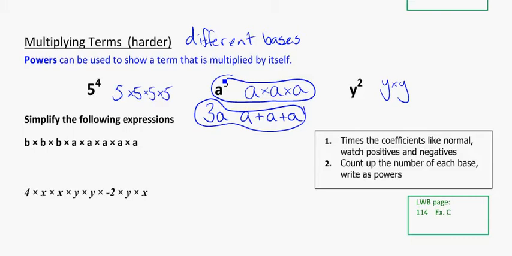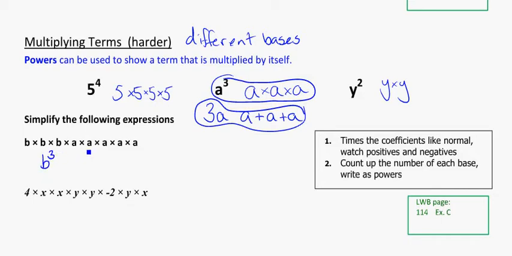So if we want to simplify the following expressions, we're going to use this idea. Look at the first example. We've got b times b times b times a times a times a times a times a. So we're going to write it in power form instead. We're going to times all these together and write it out with powers so there's less stuff to look at. If a to the power of 3 is 3 a's times together, how can we write 3 b's times together? Well, that would be b to the power of 3.